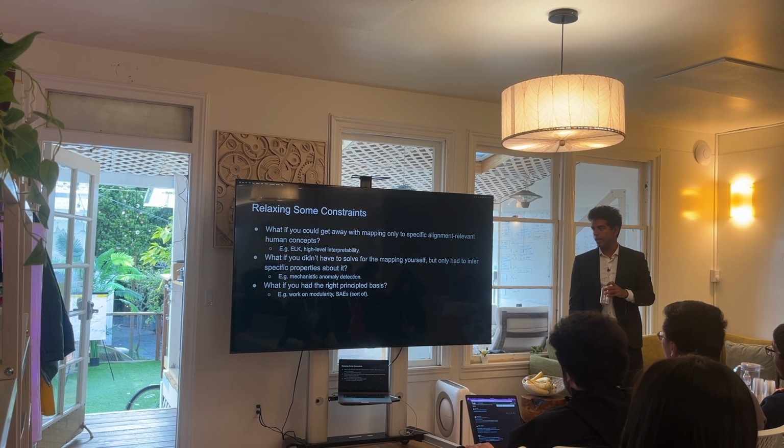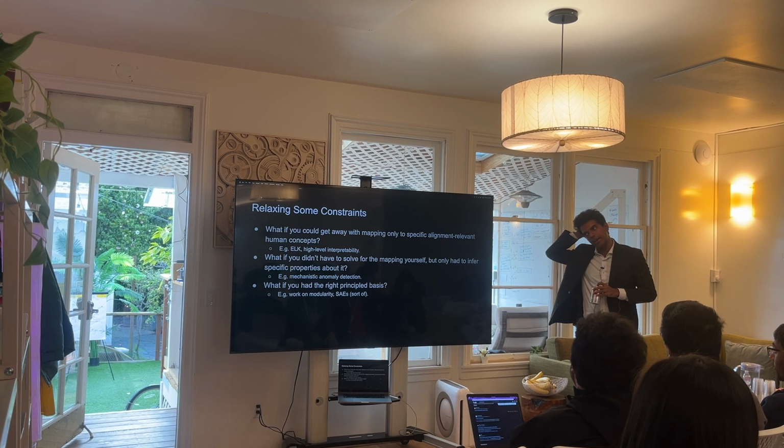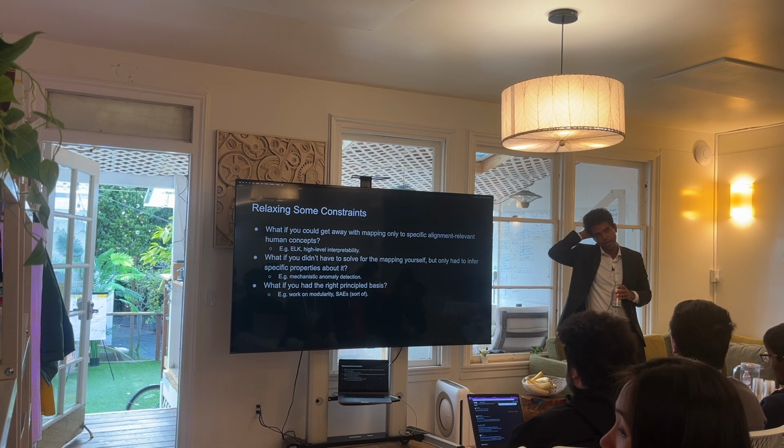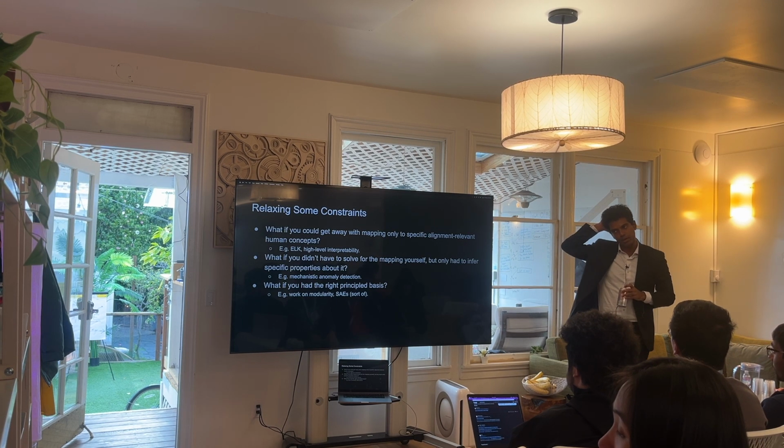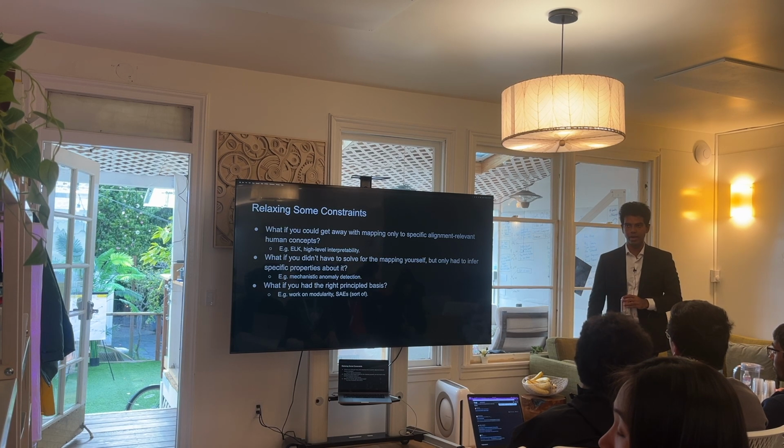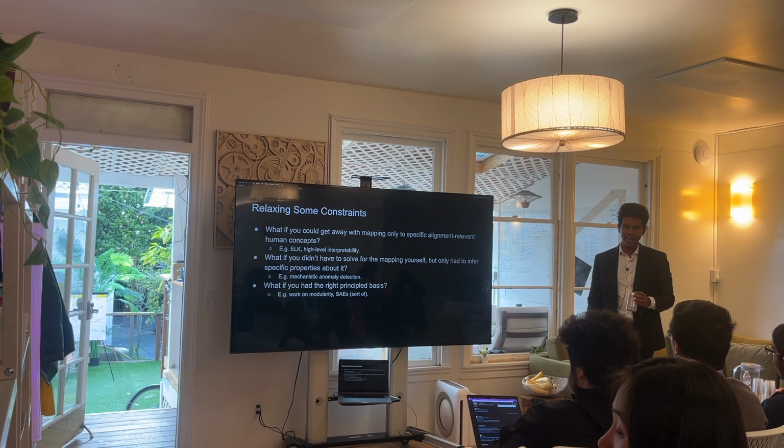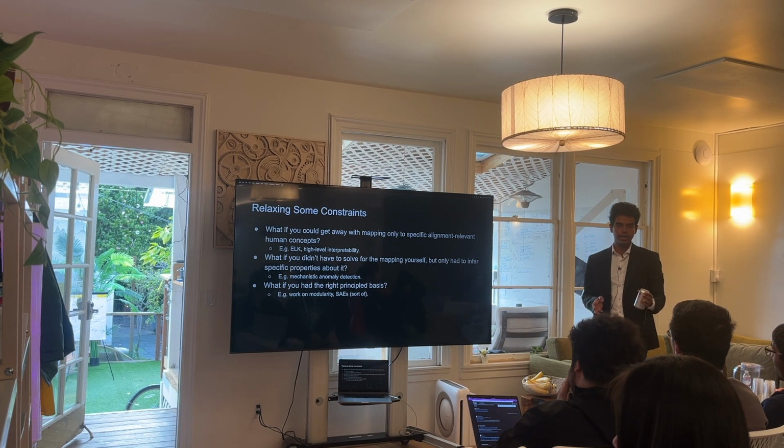Not exactly. I'm definitely using the term principal basis in a slightly different way than MechInterp generally uses it. It's just the best term I could think of. When I say principal basis, I mean the framework in which you can view what your model is doing, such that everything that you see as fundamental actually does correspond robustly to things that the model is doing.